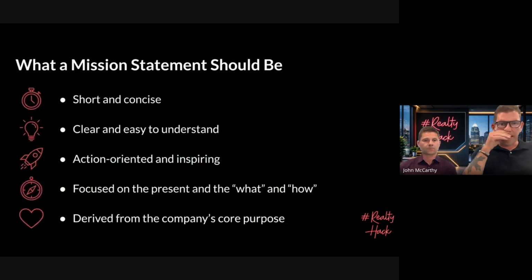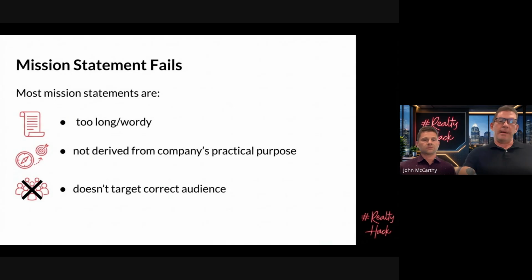All right. Your mission statement should be short and concise, clear and easy to understand, action-oriented and inspiring, focused on the present, the what and the how, and derived from the company's core purpose. And here are the mission statements that fail. They're too long or too wordy. They're not derived from the company's core purpose. They don't target the correct audience.